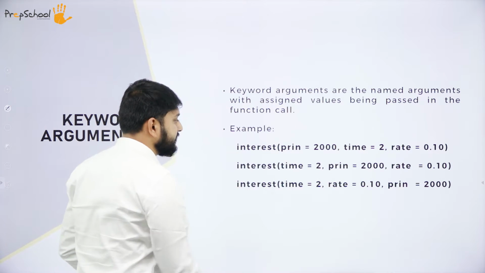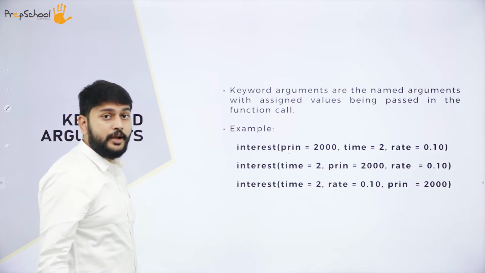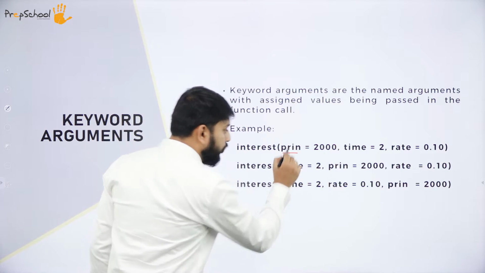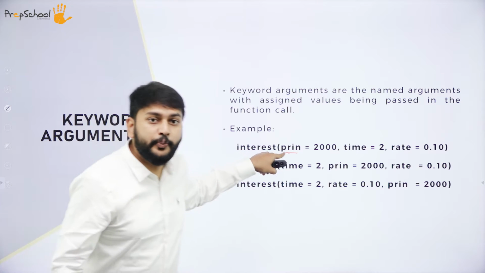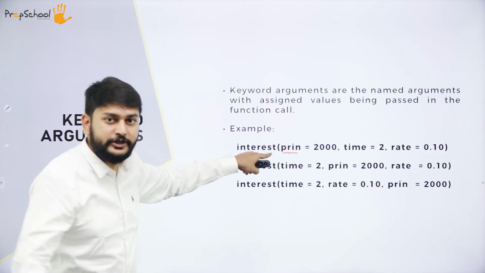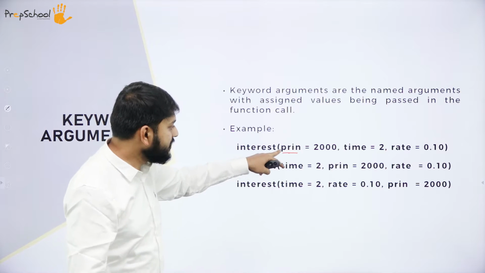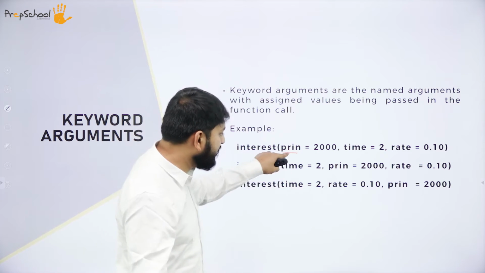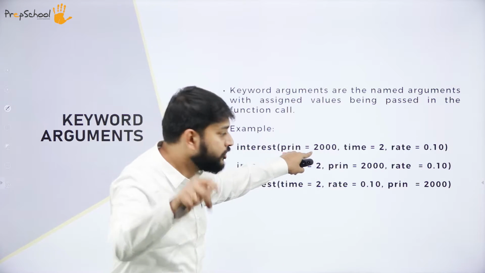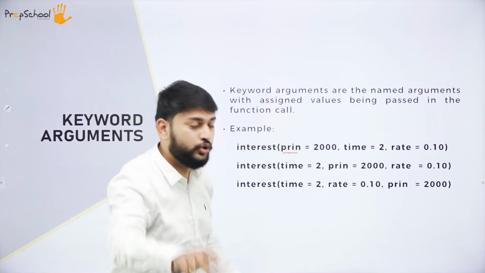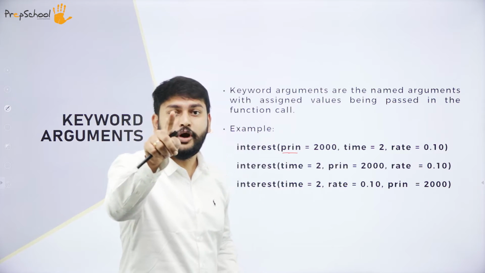Please look at this example. What is it that I'm trying to do here? I'm taking a keyword. What is my keyword? My keyword is prin. Instead of principal, I'm just taking it like this. So prin is equal to 2000. For this keyword, I'm assigning the value 2000. For time, I am assigning the value 2. For rate, I'm assigning the value 0.10.